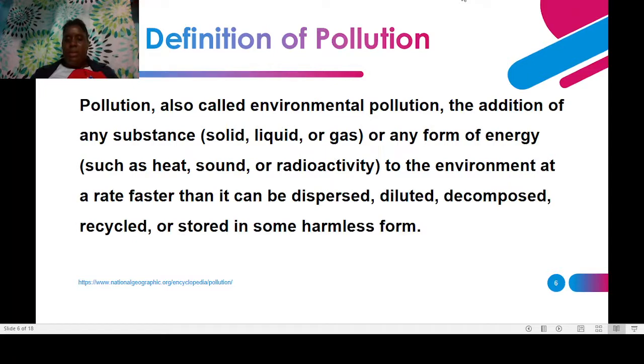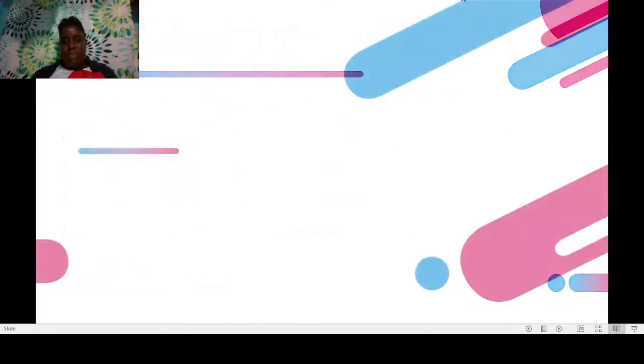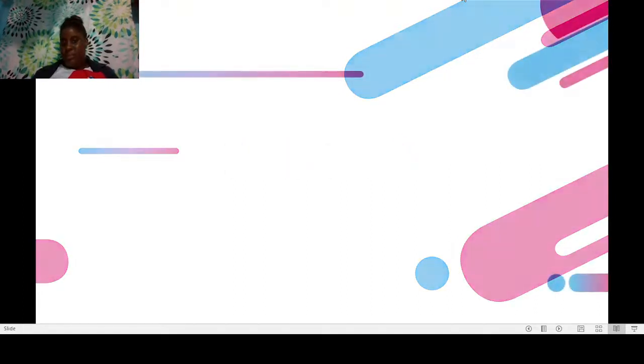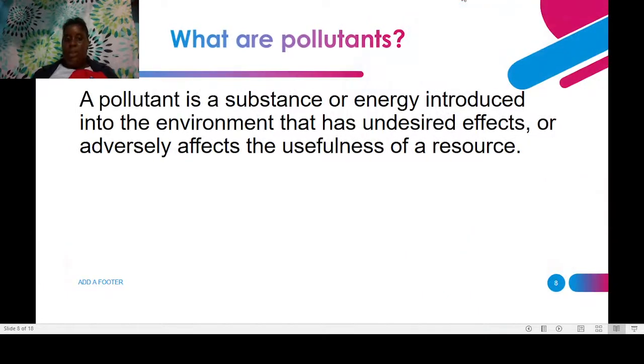Now, we would have defined pollution, but have you ever heard the term pollutant? No, you haven't? Alright, let's look at what is a pollutant. Now, a pollutant is a substance or energy introduced into the environment that has undesirable effects or adversely affects the usefulness of resources.